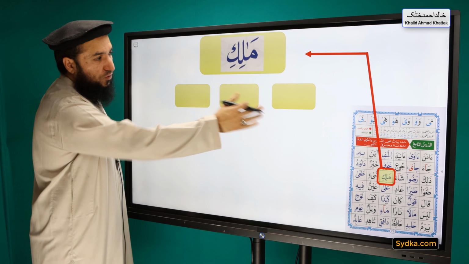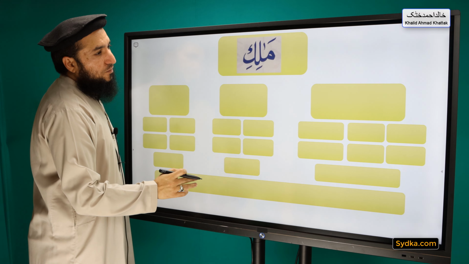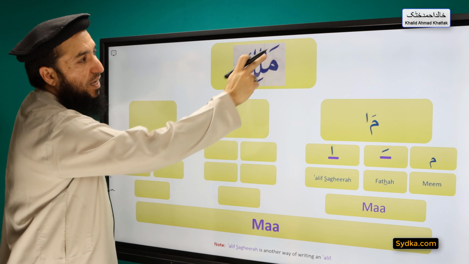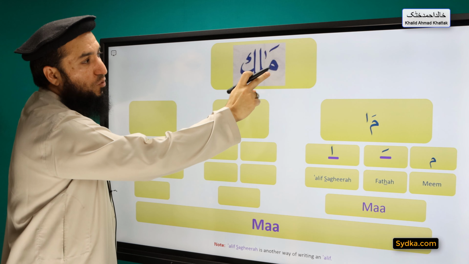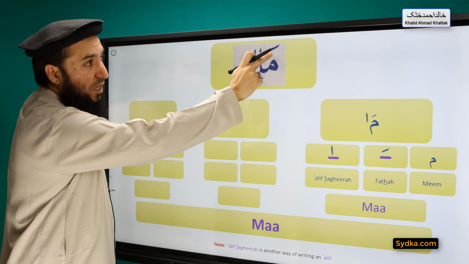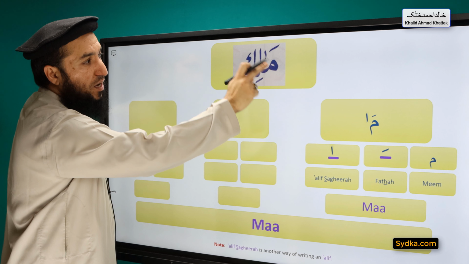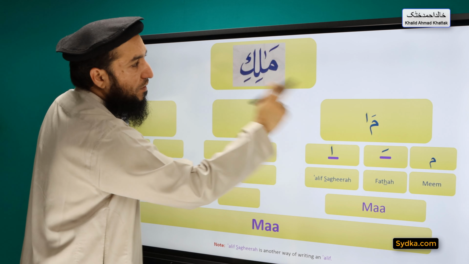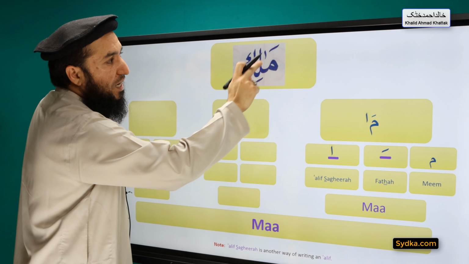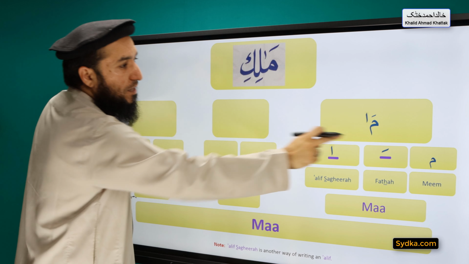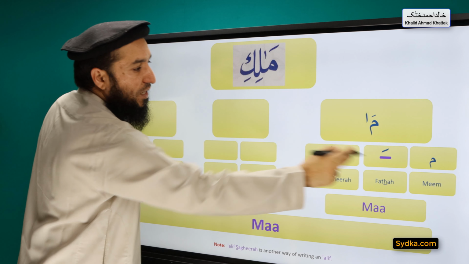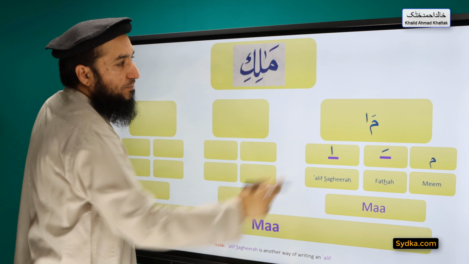It can be divided into 3 syllables. The first syllable we have is Mim Fatha Alif Saghira. So Mim is a light letter, it has Fatha on top of it, it is followed by Alif Saghira, and this will be prolonged for 2 counts because of Alif Saghira. Mim Fatha Alif Saghira Ma.